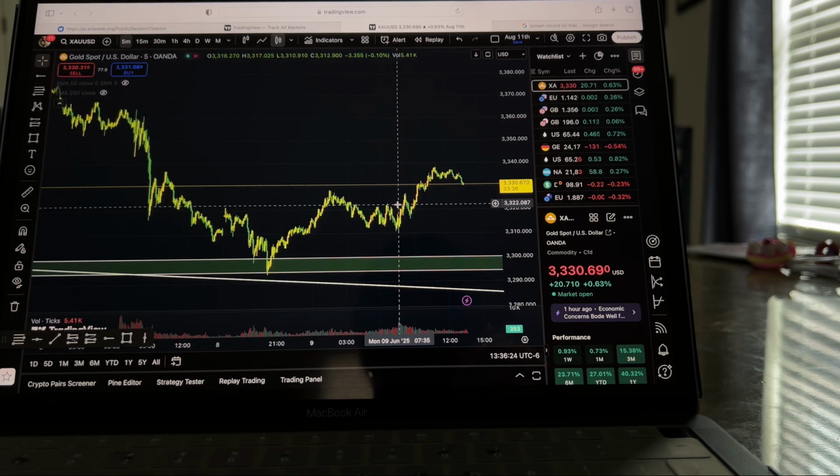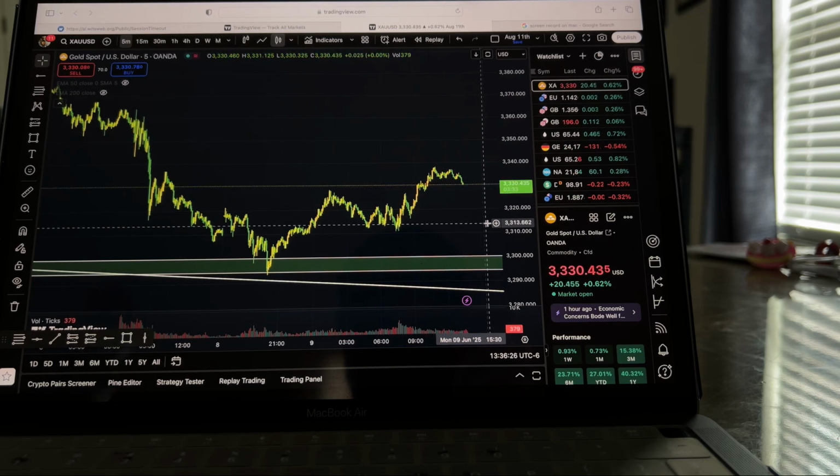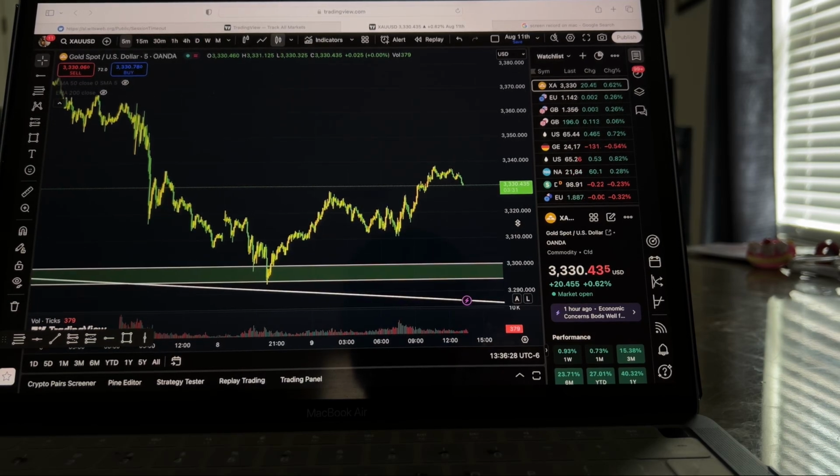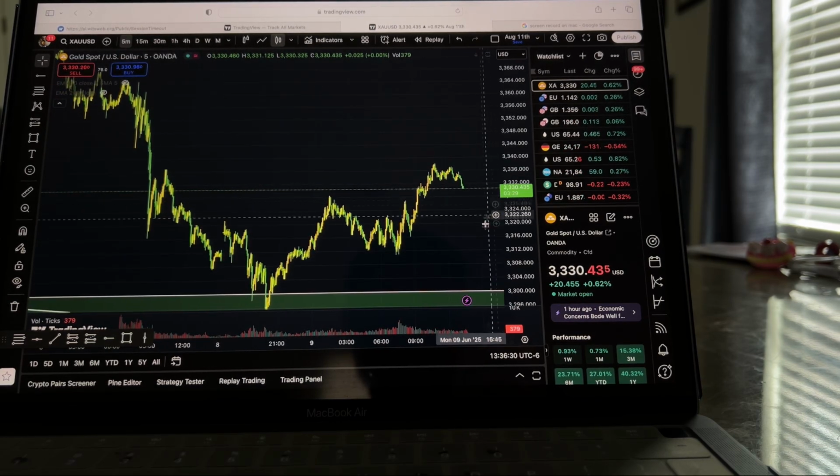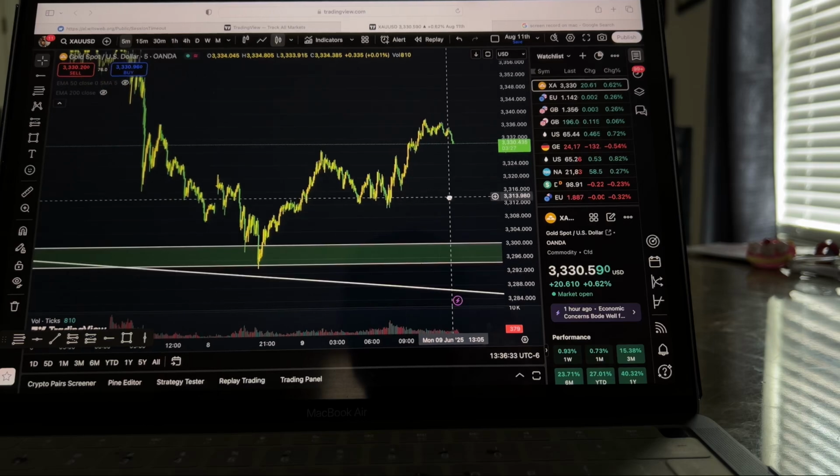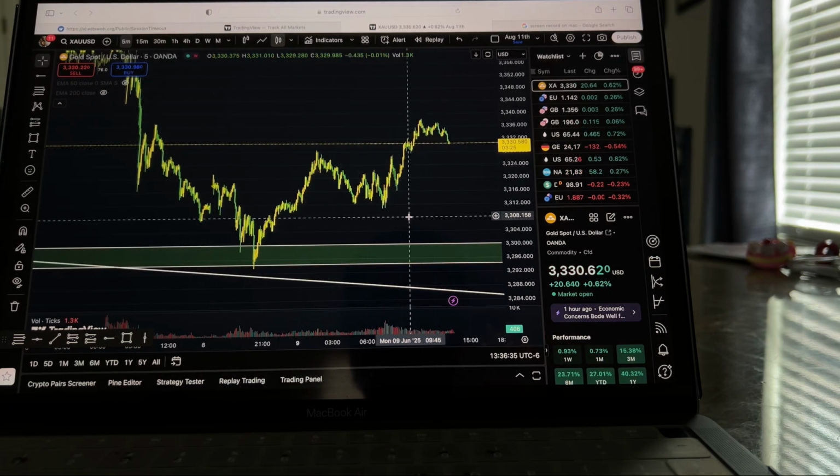I probably took that trade yesterday at market open around like 5:30, and by 3 o'clock in the middle of the night, I was out of it. I was in profit. I took my profit off the table, and I ain't even trading none today.